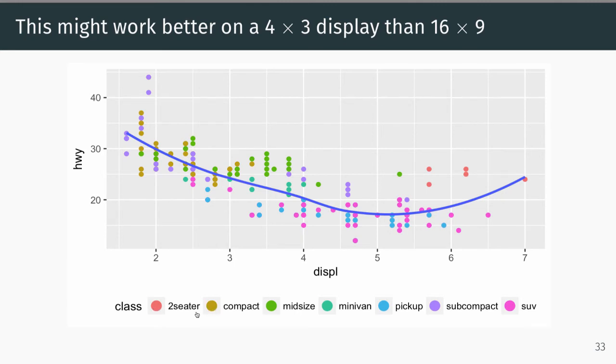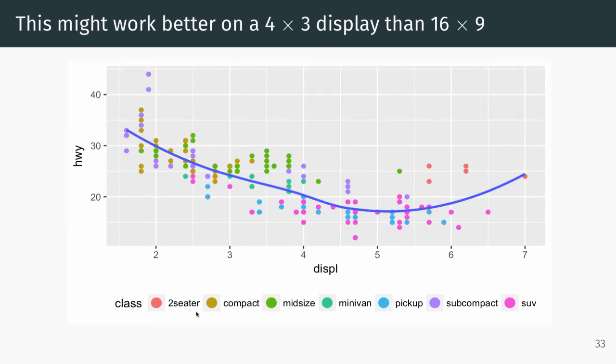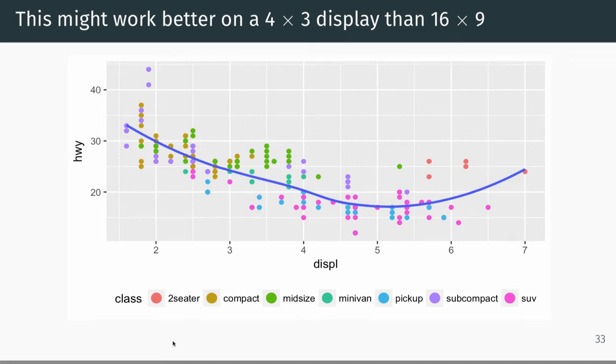So this layout might work better if you have a 4:3 aspect ratio than a 16:9 aspect ratio. What you're looking at right now is a 16:9 aspect ratio. And in a 16:9 setting, having something off to the right might be better. But in a 4:3 setting, having something along the bottom might be better because you have narrower sides and taller top and bottom.